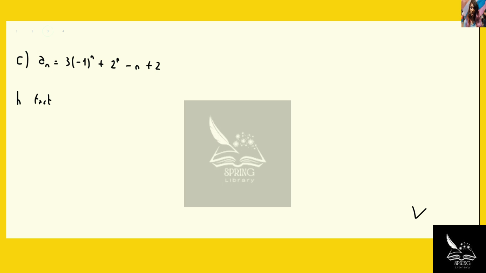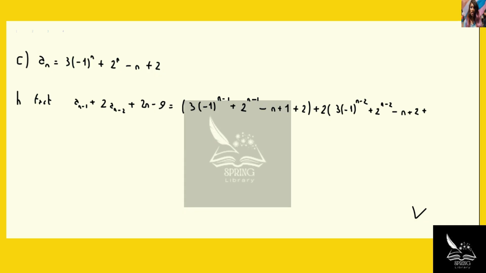Now again, same trick. The sequence is given by 3 times (-1)^n + 2^n - n + 2. So again, write the right hand side of the equation, replace with the given sequence. And now we compute again. So same trick, 3(-1)^{n-1} is just -3(-1)^n, plus 2^{n-1} - n + 3.